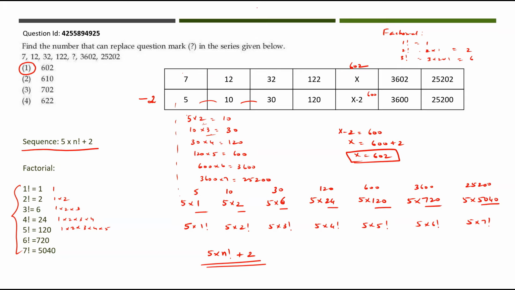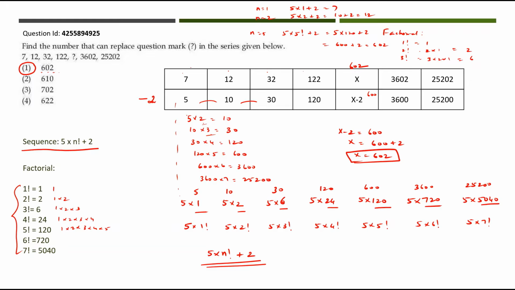So let's substitute n equal to 1. 5 into 1 factorial is 5, 5 plus 2 is 7. n equal to 2: 5 into 2 factorial plus 2, this is 10 plus 2 which is equal to 12. Just go to 1, 2, 3, 4, 5. What if n is equal to 5? 5 into 5 factorial plus 2. 5 factorial is 120, 5 into 120 is 600, 600 plus 2 will give you 602, which we have found in another way also.